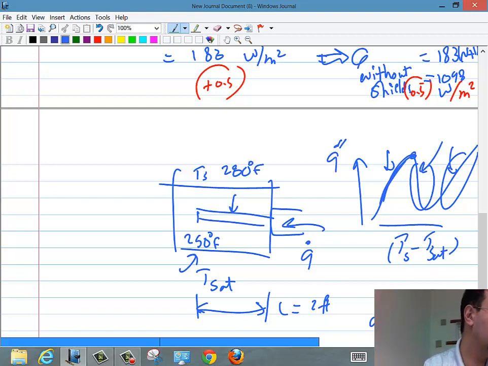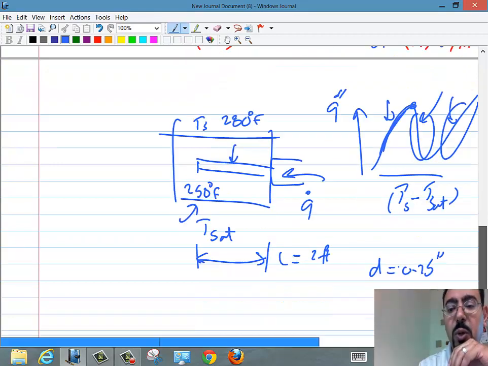And as a hint, the properties also were given for us at 250. So don't get used to this. Maybe I will just ask you to actually check the property yourself. So familiarize yourself with the tables in the textbook. Find out where the tables for water are in the appendix. All right.